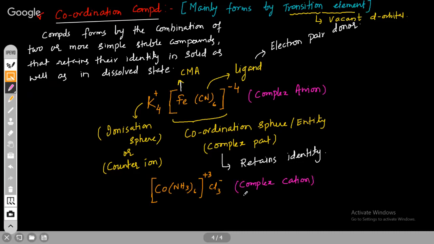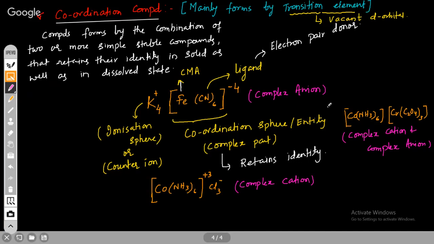Another example, I'll write one more: [Co(NH3)6][Cr(C2O4)3]. In this, both the cationic and anionic parts are complex, so we call it a complex cation and complex anion. So basically we have all three possibilities in coordination compounds. We can have a complex cation part, a complex anion part, and both parts can be complex as well.